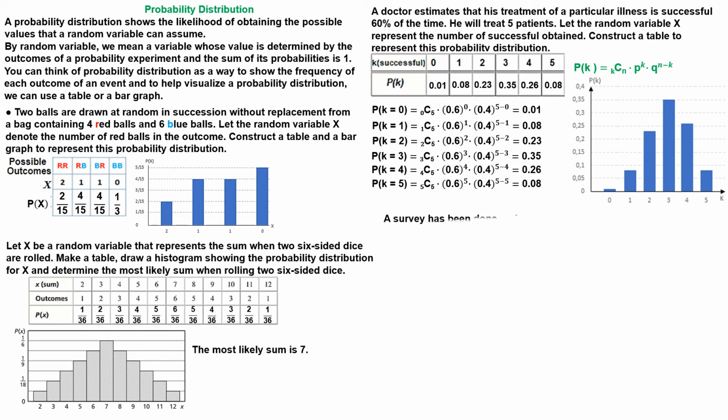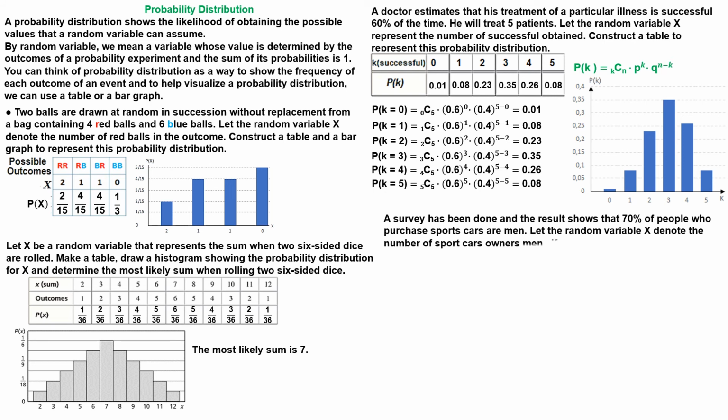A survey has been done, and the result shows that 70% of people who purchase sports cars are men. Let the random variable x denote the number of sports car owners who are men. If 4 sports car owners are randomly selected, construct a table or a bar graph to represent this probability distribution.